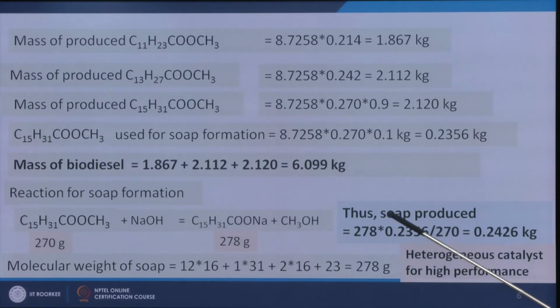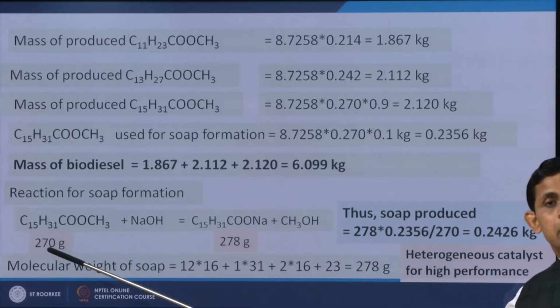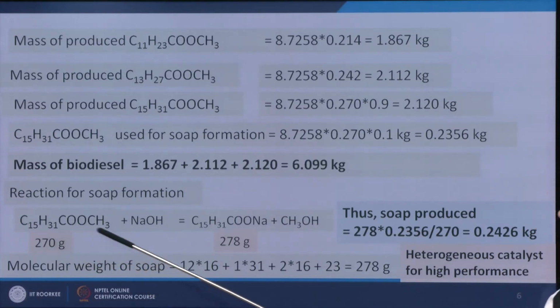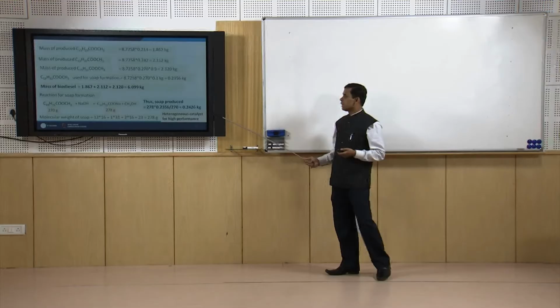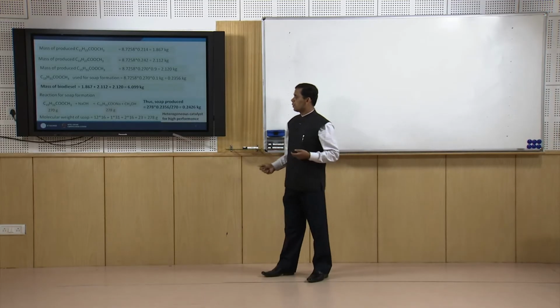So, thus soap produced equal to how much? This is our 270 gram. So, 270 gram of ester is giving 278 gram of soap. So, 278 divided by 270 multiplied by 0.2356 kg, that is our soap production. That is coming equal to 0.2426 kg. So, 0.2426 kg is the soap production we are getting.